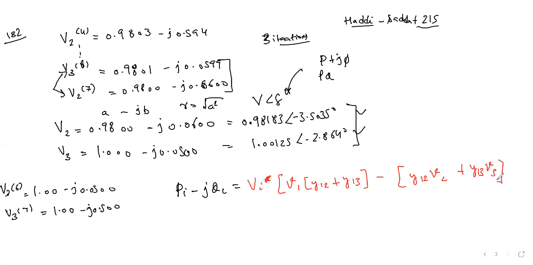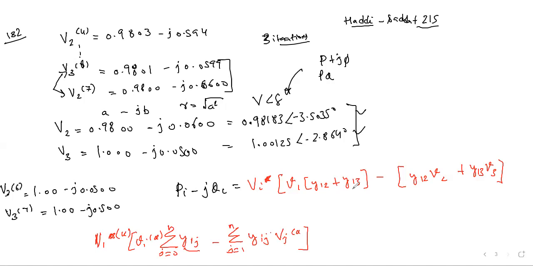The actual formula here is, in that formula, we have Vk conjugate into Vk summation of j equal to 0 to N Yij, minus summation of j equal to 1 to N Yij Vj. So in the same scenario, you have those values. So Yij is Y12 plus Y13, and here it is Y12 V2 plus Y13 V3.